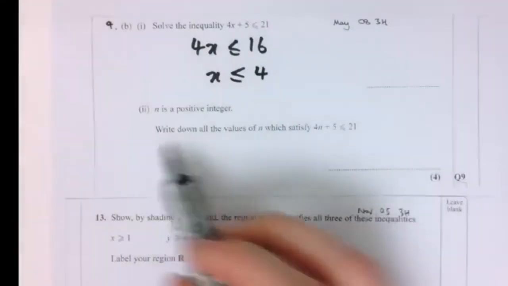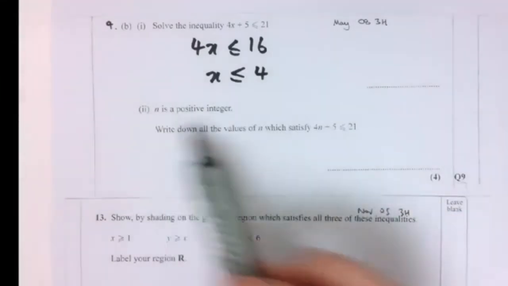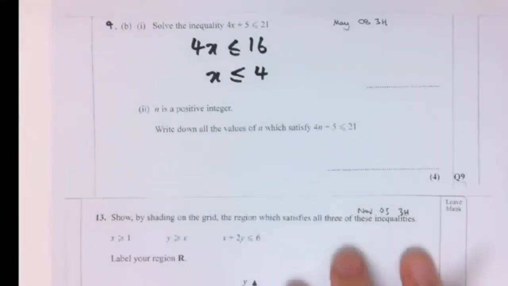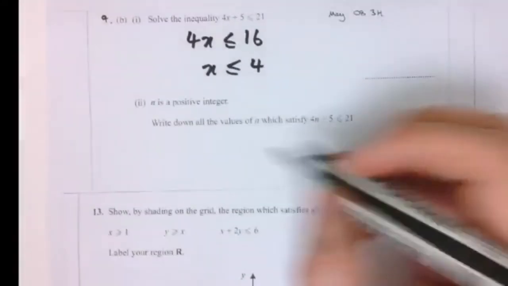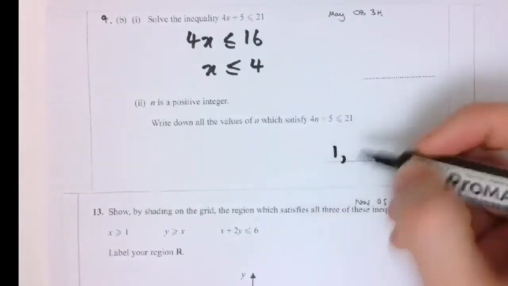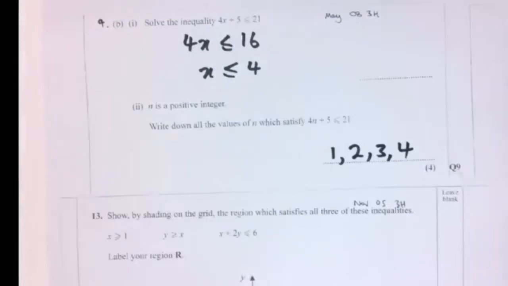And it says here, write down all the values of n which satisfy 4n plus 5 is less than or equal to 21, where n is a positive integer. So integer means a whole number, and positive means bigger than 0. So the first one there is 1, the next one will be 2, then 3, and 4 is included because it's less than or equal to, and that's it. So they're all the positive integers which satisfy 4n plus 5 is less than or equal to 21. Notice 0 is not included in there, it's not a positive integer, it's neither positive nor negative.